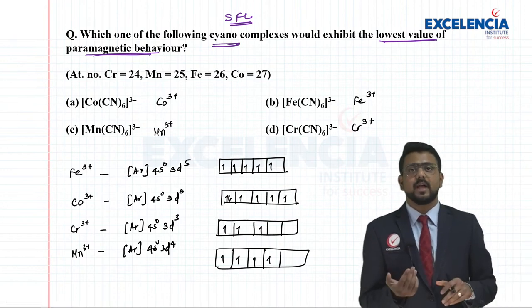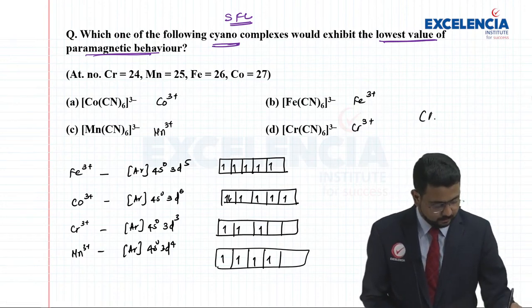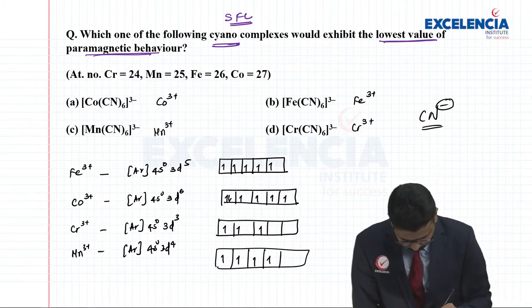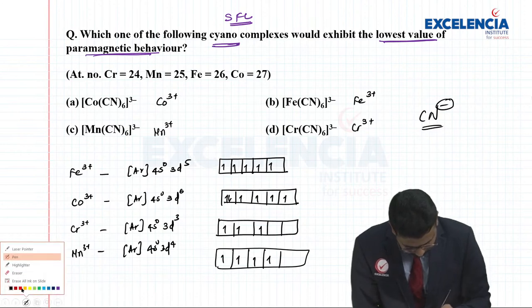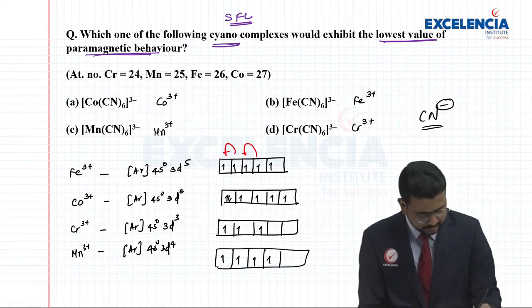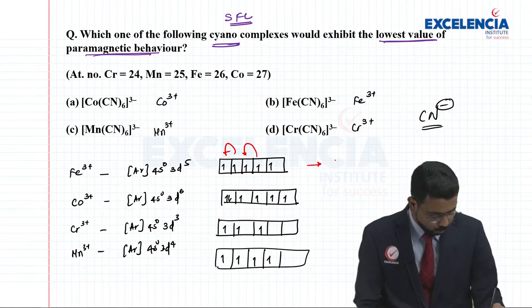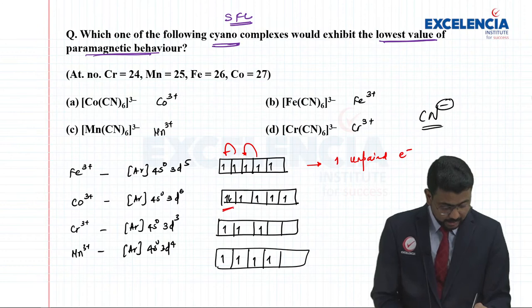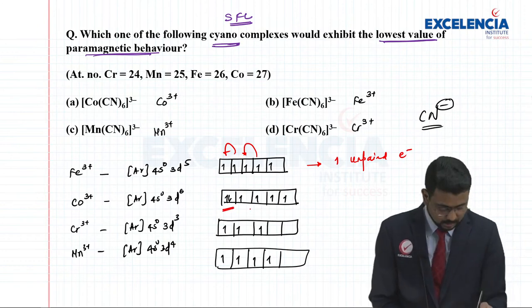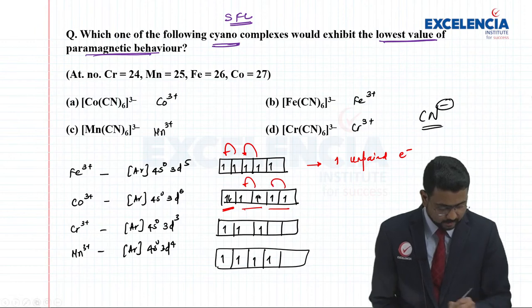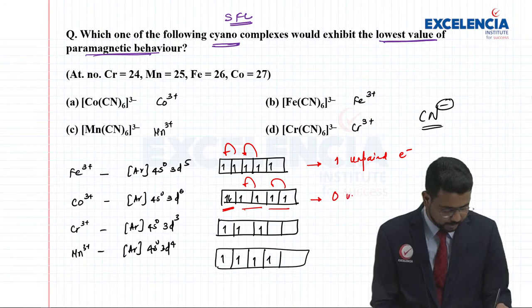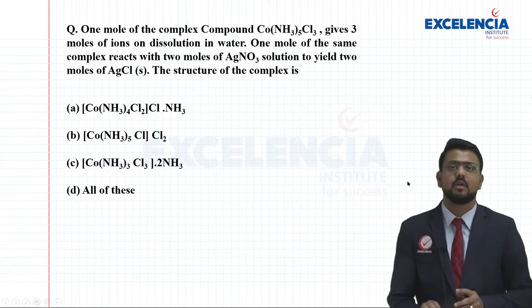Now, because we are dealing with CN-, the cyanide ion, which, as I told you, is a strong field ligand, there will be pairing of electrons which will take place. So if the pairing of electrons is taking place here, these electrons will undergo pairing, right? So you will be left with one unpaired electron here, right? One unpaired electron. Now, two electrons are already paired for Co3+. Now, two electrons here, two electrons here, they can undergo pairing. Because all of these undergo pairing here, we can say that this will have zero unpaired electrons, right?